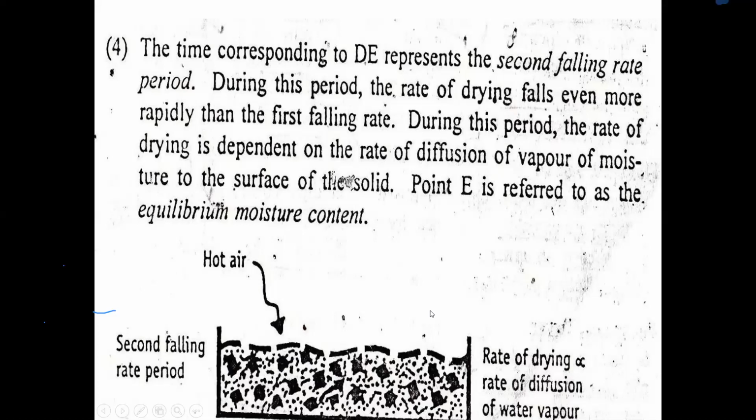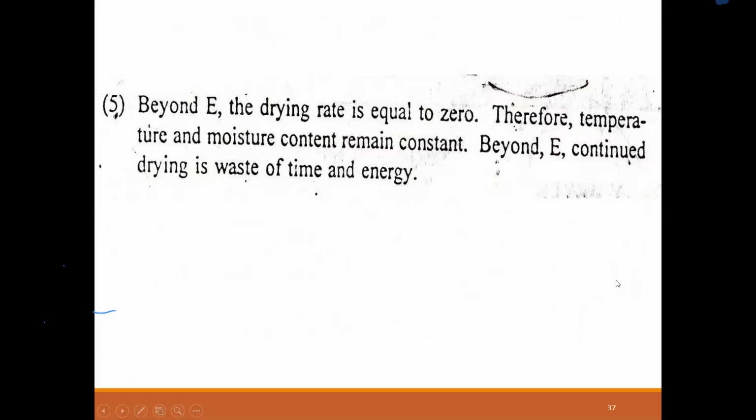The E point is called the equilibrium moisture content. Understand it? So, next point: beyond that, the drying rate is equal to 0. After the E point, no drying occurs, but somehow moisture remains in the dried solids, and that moisture is called the equilibrium moisture content.